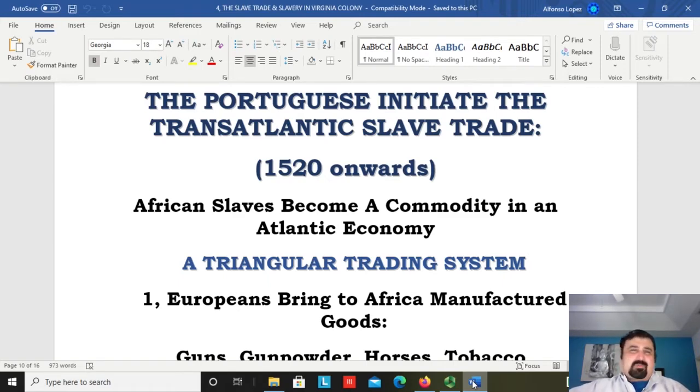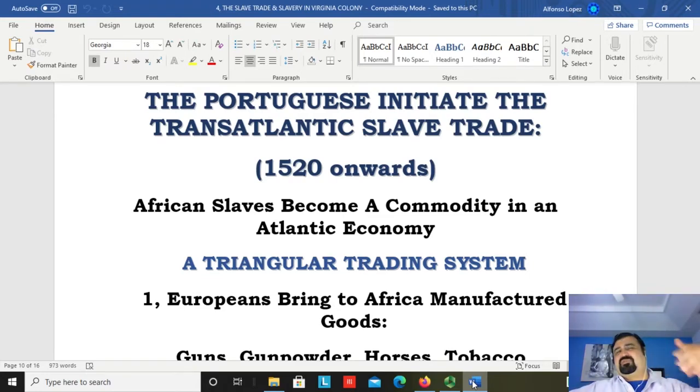Okay, the Portuguese will remain there, but they were just another European party engaged in this type of commercial exchange. But from 1444 to 1600, the Portuguese pretty much dominate the trade. Most of the African slaves transferred from Africa to the New World are transferred in Portuguese ships.